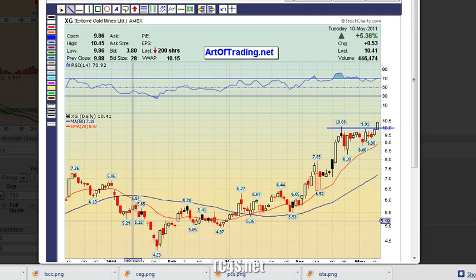I want to do a quick video today about how to trade a breakout. Every night at the artoftrading.net, I send out to my subscribers a few setups to watch for the following day. A lot of these setups tend to be breakout patterns, so breakout trade patterns.